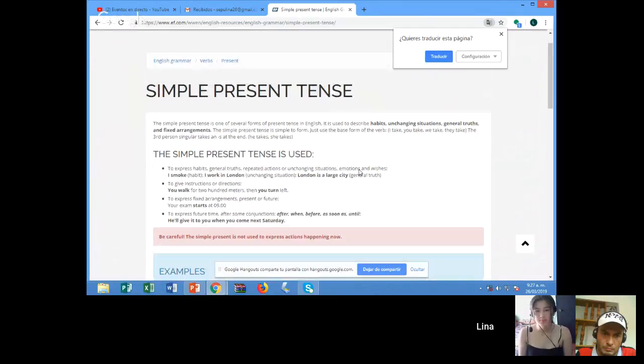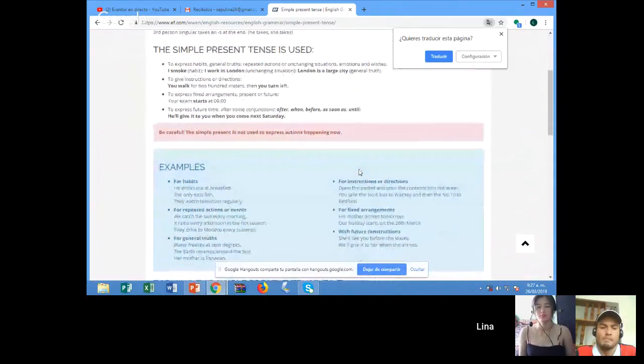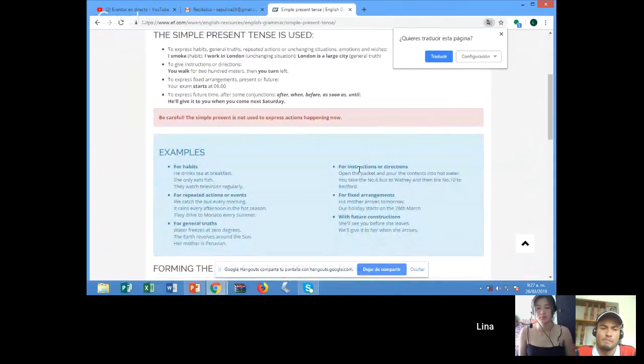To express future time after some conjunctions: after, when, before, as soon as, until. He'll give it to you when you come next Saturday. Okay. Be careful, the simple present tense is not used to express actions happening right now. We saw in the last class that we used the verb plus the ing form. This is different than that kind of form than here in the simple present tense, okay?